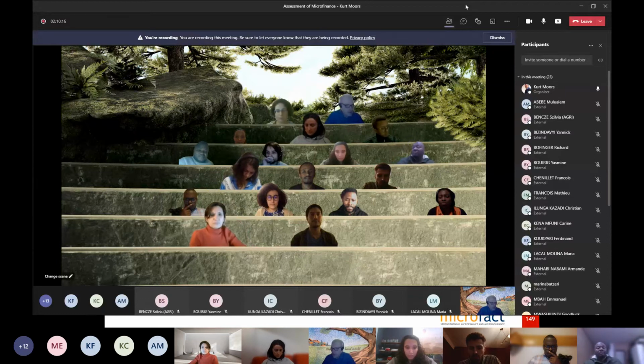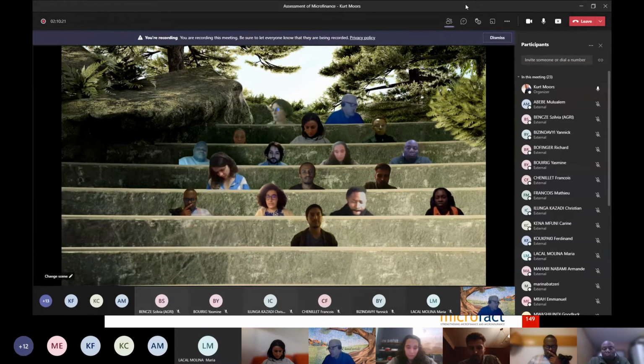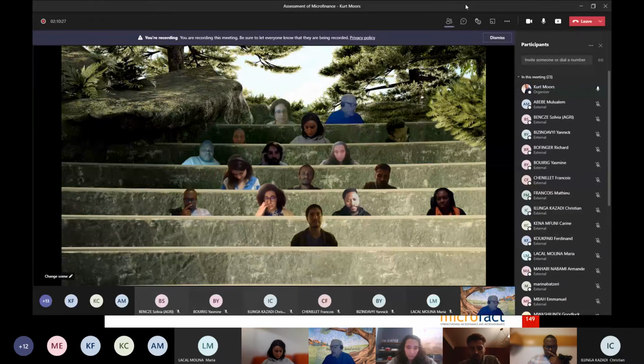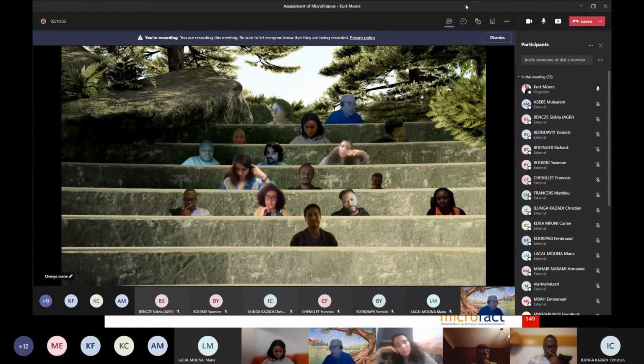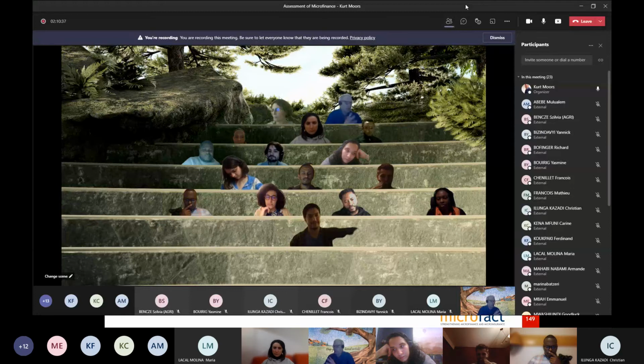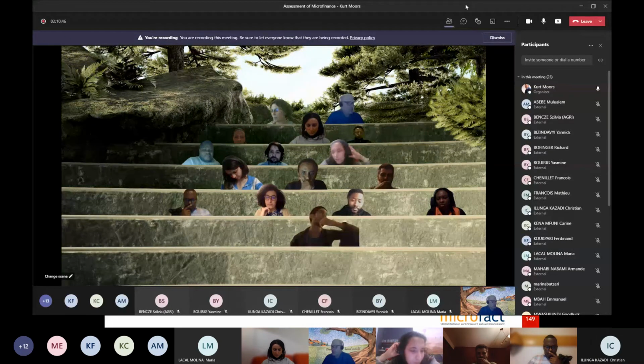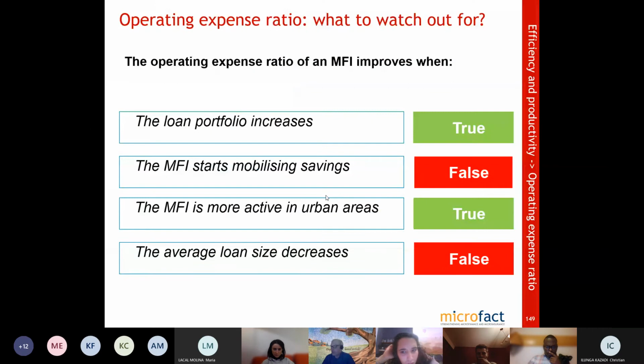On the other side, they will have lower funding costs, because in general the savings are cheaper from a funding point of view compared to external or commercial borrowings on the microfinance market. So for savings-mobilizing organizations, it's actually a balance between these two. Okay, but the answer was given already.